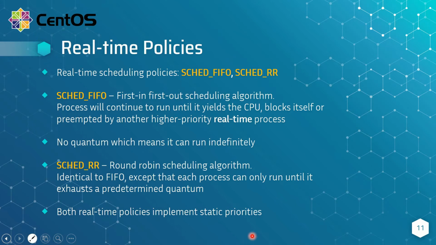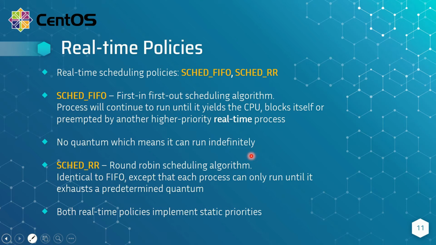So we'll talk about real-time policies here. There are two scheduling policies for real-time processes. The first one is a first in, first out algorithm, and the second one is round robin. With first in, first out, a process will continue to run until it yields the CPU, blocks itself, or is preempted by another higher priority real-time process. There's no quantum, which means it can actually run indefinitely.